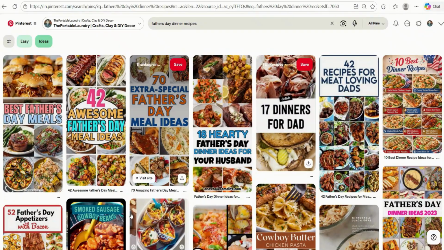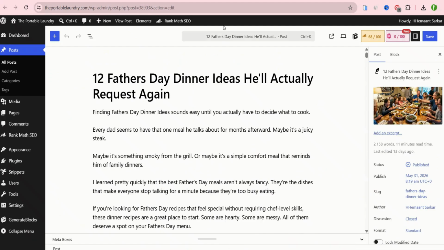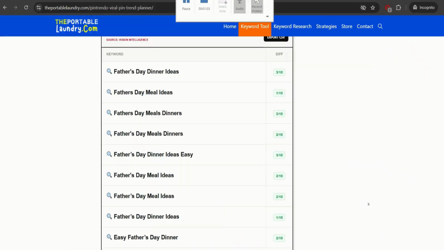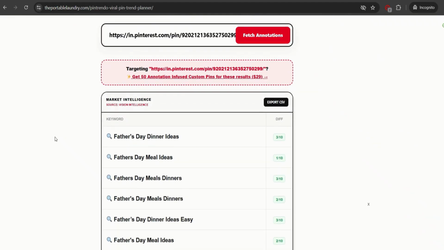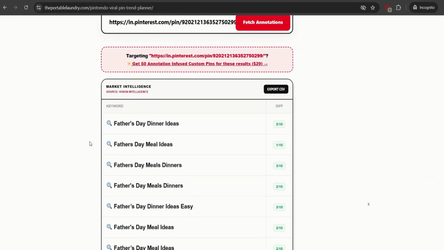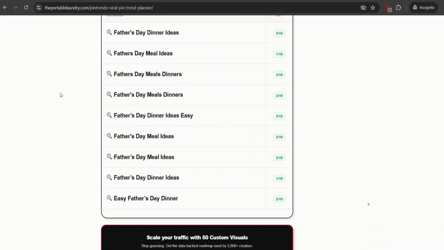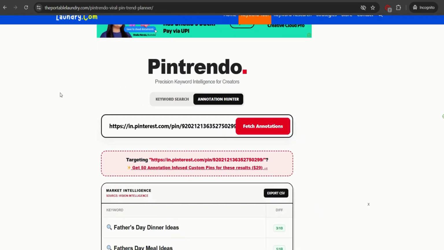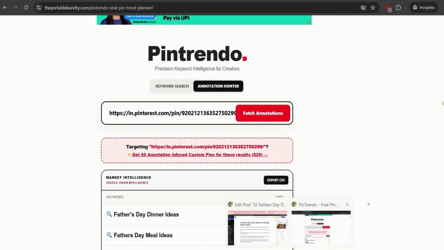But Pinterest sees that topic very differently. What I mean is, Pinterest actually attaches hidden signals to content which you write and publish. These are commonly called annotations. Think of them as Pinterest's understanding of a topic. For example, Father's Day dinner recipes may also be connected with Father's Day dinner ideas, Father's Day meal ideas, easy Father's Day dinner, and so on. Pinterest understands all of those relationships, guys, but most creators never use them.